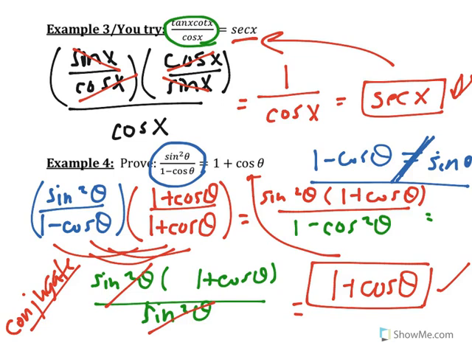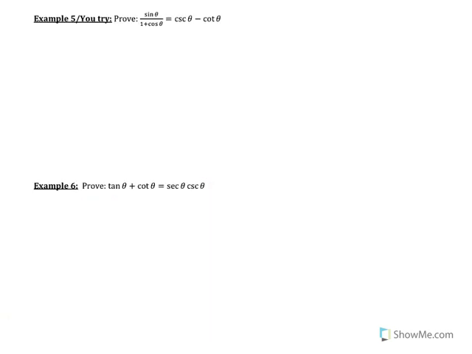So far we've seen turning things into sine and cosine. We've seen Pythagorean identities. We've seen distribution, basic algebra here. And, of course, our conjugate. Okay. Example 5. So, sine of theta over 1 plus cosine theta.